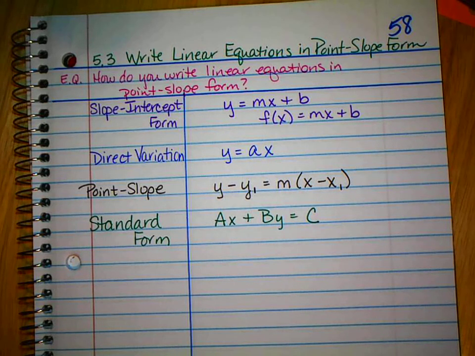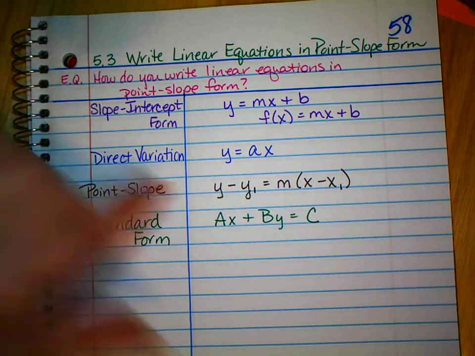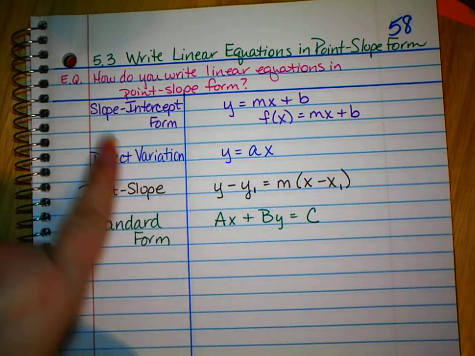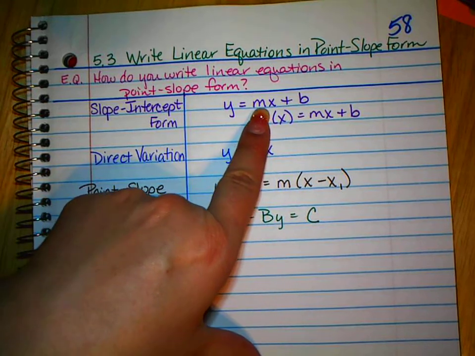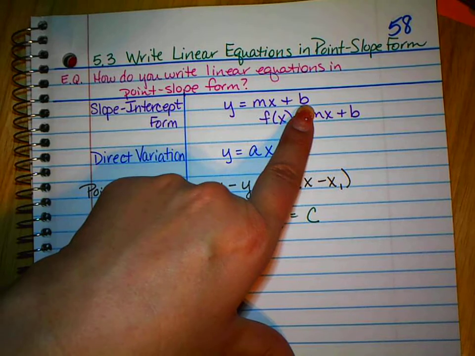Today we're going to write linear equations in point-slope form. So one of the things that we need to understand is we're going to find a new form of the equation. Our essential question is, how do you write linear equations in point-slope form? I want to remind you, our slope-intercept format is y equals mx plus b. It's called slope-intercept because we have our slope specified in the equation and the y-intercept specified in the equation.